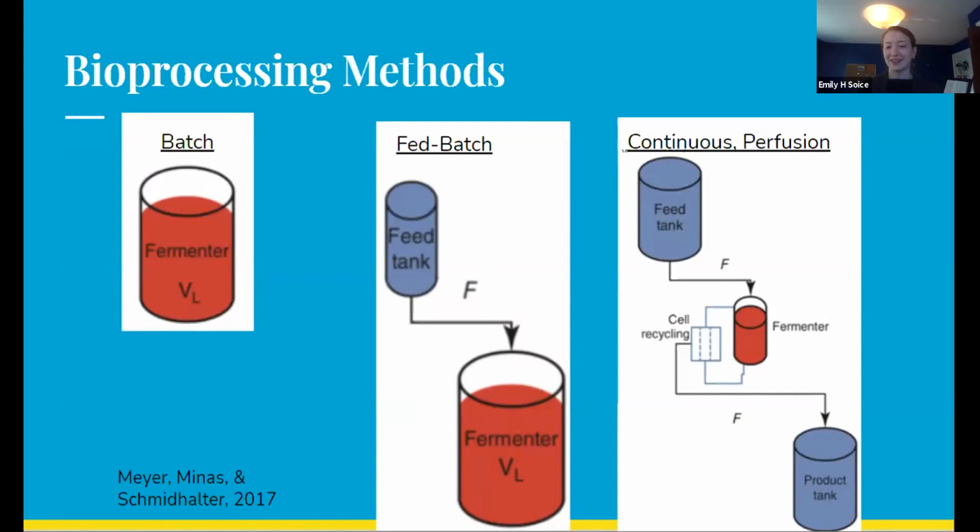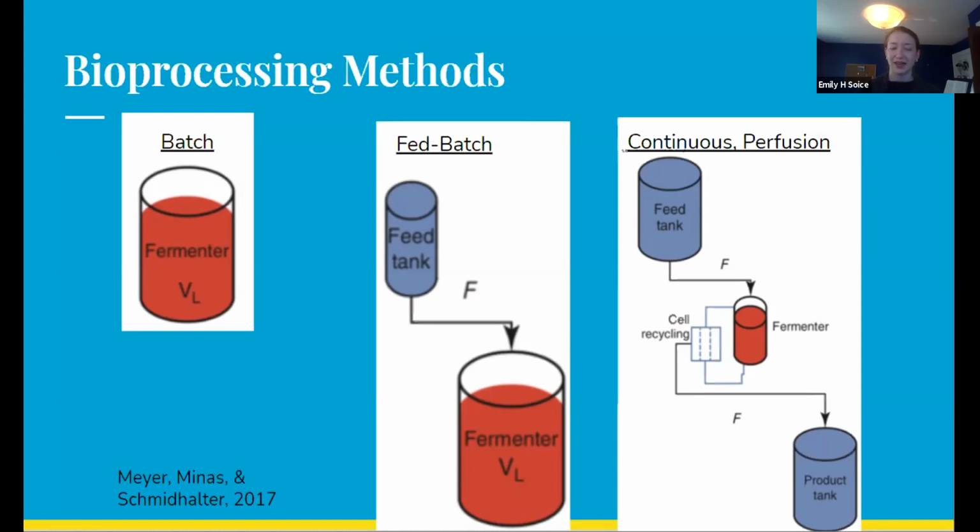Okay, so feel free to stop me at any point with questions. But now I'm going to talk about the different types of bioreactors there are, and there are a couple of different ways that you can categorize bioreactors that can make them confusing.